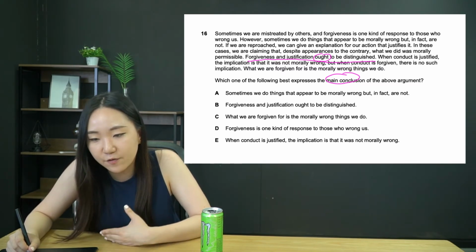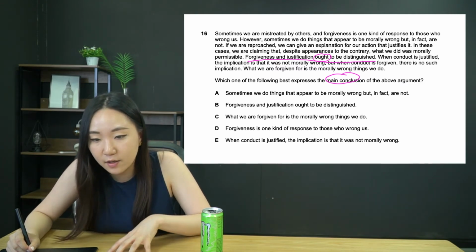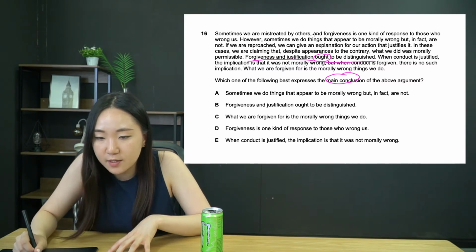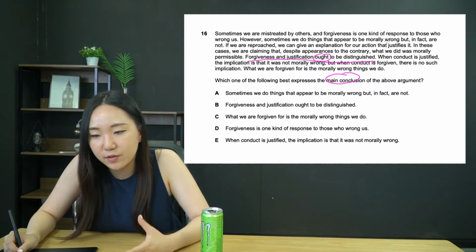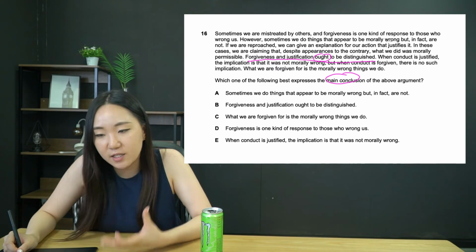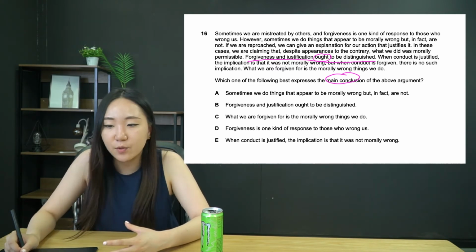So we're saying there's a difference between forgiveness and justification according to this person, okay? So what we're saying is sometimes we're mistreated. Forgiveness is one response. However, sometimes we do things that seem wrong, but they're not. If we're told off, we can give an explanation. In this case, it could be okay. So that's essentially what this top part's saying.